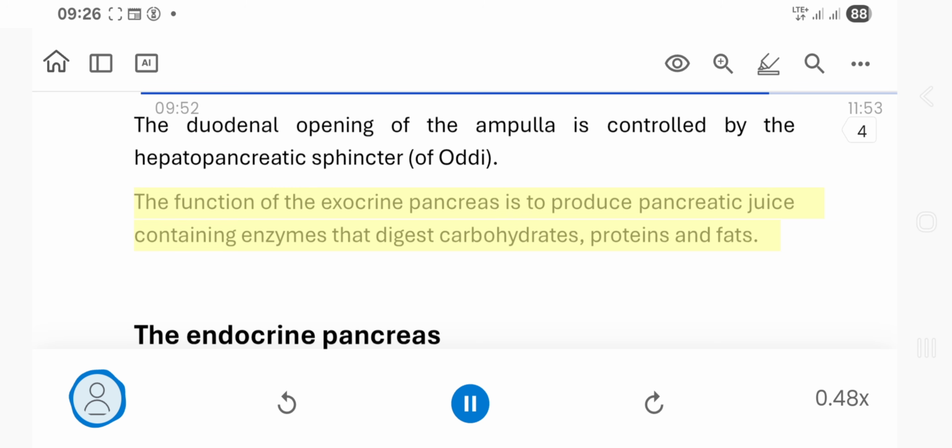The function of the exocrine pancreas is to produce pancreatic juice containing enzymes that digest carbohydrates, proteins and fats.